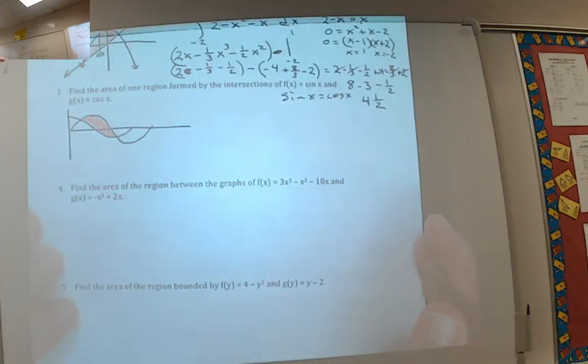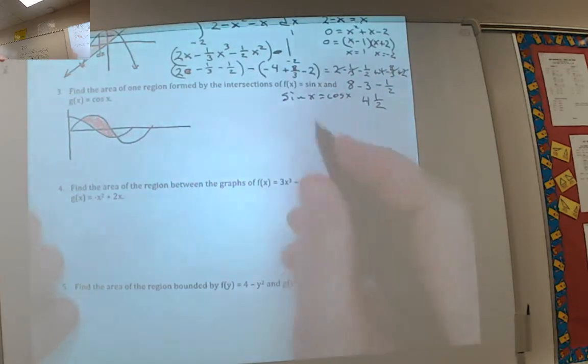Jack? Could you just guess and check? You could. What would you guess at? That's not a bad way. You know, people laugh, I do that all the time. Pi over 4. Why? What's the sine of pi over 4? Square root of 2 over 2. What's the cosine? Square root of 2 over 2. Okay, pi over 4 is one answer. Very good.